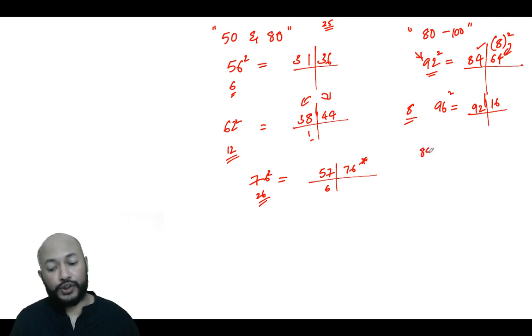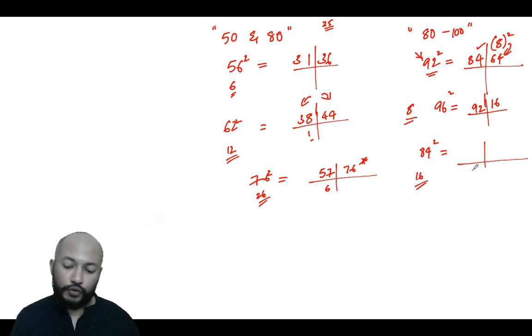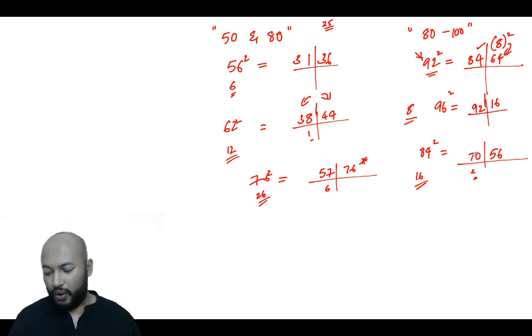What is 84 square? You have 16, which is 100 minus 84, and 16 square is 256. Subtract 16 from 84 to get 68. 68 plus 2, 70. The answer is 7056. Hope this is clear. That's it. This is a very simple and really effective technique.